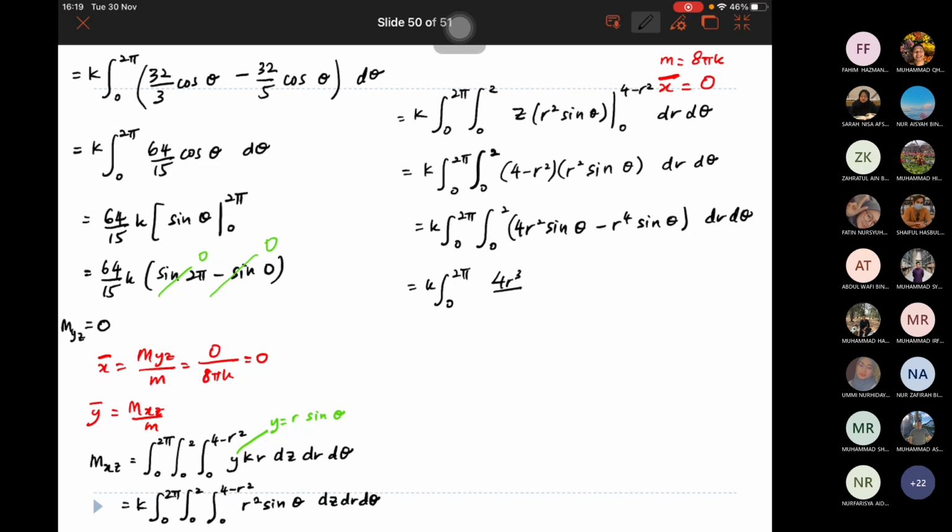4 R kuasa 3 per 3 sin theta, R kuasa 5 per 5 sin theta, d theta. Okay. Kosong sampai 2 pi. 2 kuasa 2, 4 kali 2, 8 kali 4, 32 per 3 sin theta tolak 2 kuasa 5.